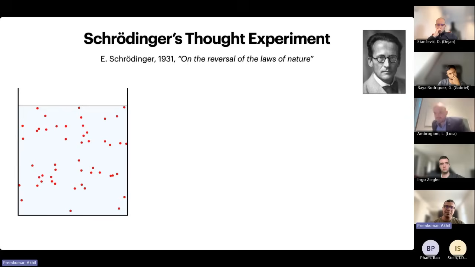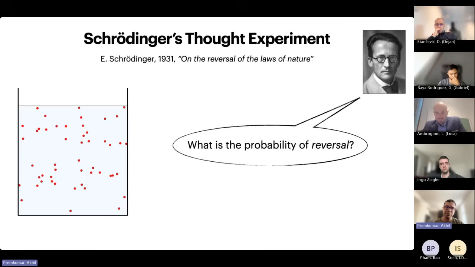So Schrodinger asked the following question: if we wait for some finite time, what is the probability that the system basically goes back to its original configuration? In other words, what is the probability of reversal? Okay. Now, this might seem kind of like an absurd question at first because we don't see things undissolve themselves in our day-to-day life. But that does not mean it's impossible. It's just that such an event is highly improbable because of the second law of thermodynamics, right?